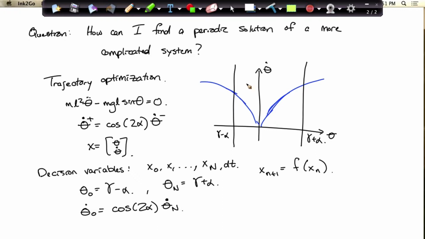So in order to be valid, I better also say that all of those intermediate points are not actually at the switching surface. So let's say for i from 1 to n minus 1, theta i had better be less than this. And similarly, for 2 to n, theta i had better be greater than that, the other side. I don't really need the nth one or the first one because those are already constrained.